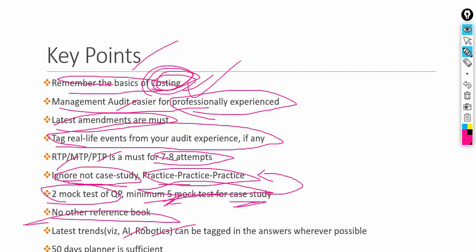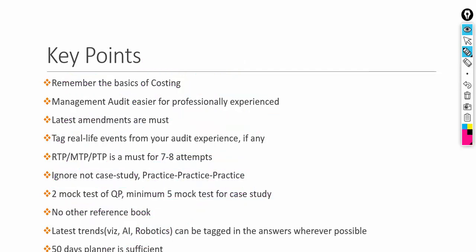Yeah, a 50 days planner is sufficient for you guys to complete this subject, which is paper 19, cost and management accounting. I mean, cost and management audit, I'm just confused now. Yeah, it's cost and management audit. Perfect.